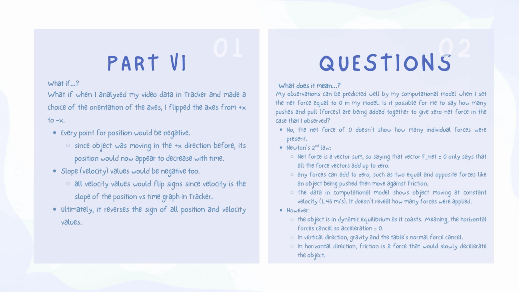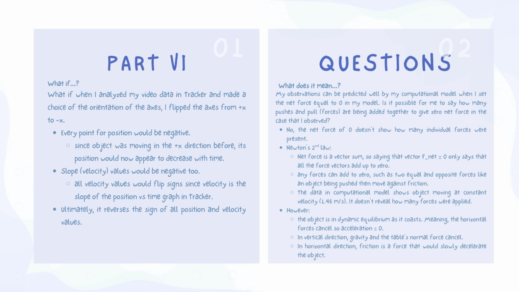Part 6. The questions for this lab include: what if, when I analyzed my video data in Tracker, I made a choice of flipping the axis from positive x to negative x? Well, if I flip the x-axis in Tracker, all the positions and the slope or velocity would simply become negative. That would mean that every point for position would be negative. Since the object was moving in the positive direction before, its position will now appear to decrease with time.